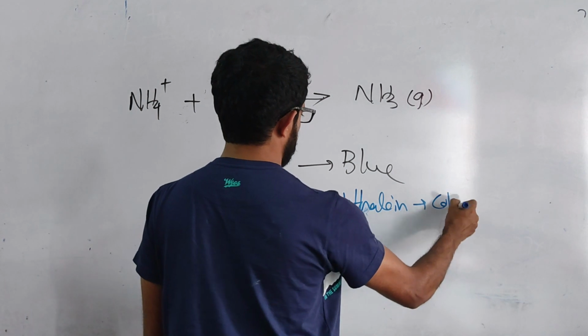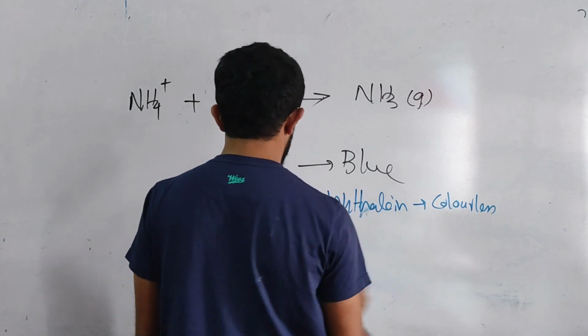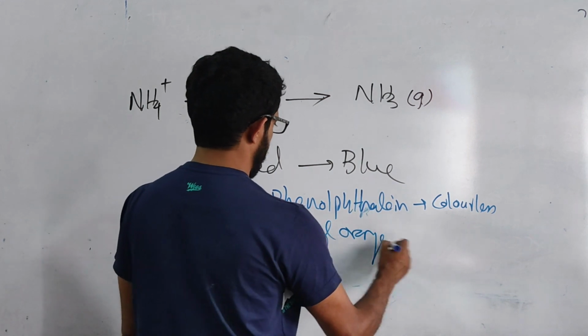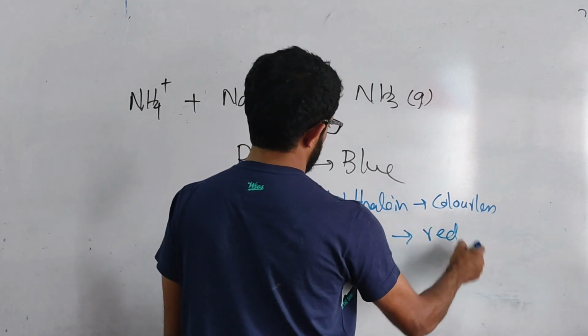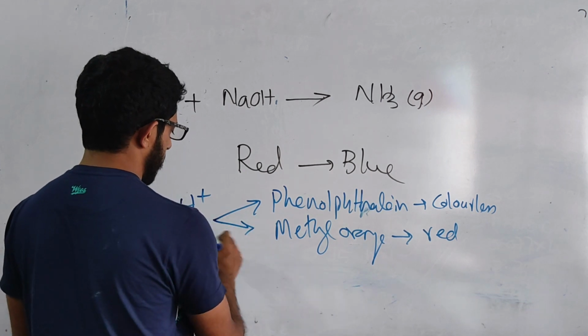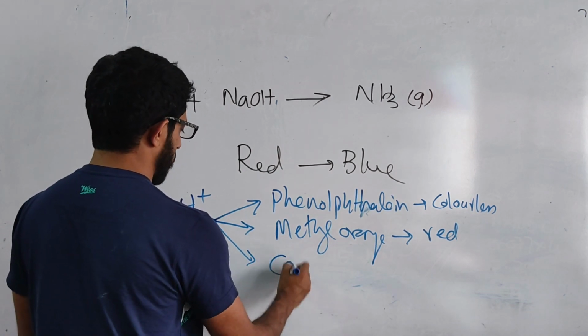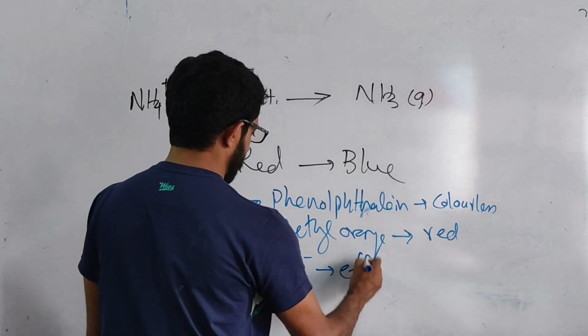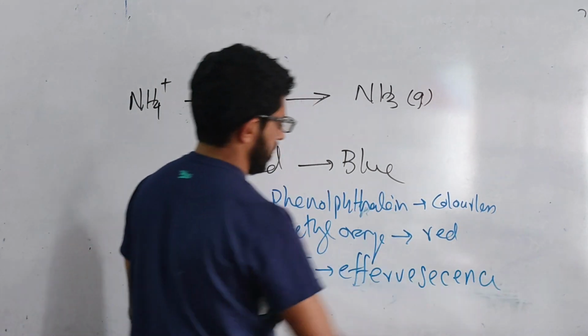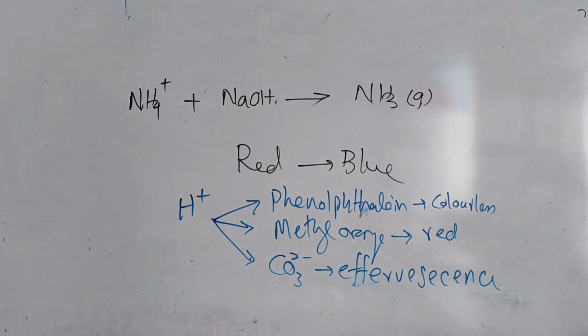Phenolphthalein is colorless. Then with methyl orange, it is red color. And if we add a carbonate into this, we will get effervescence. So when you see effervescence by adding a carbonate, we can say that is because it is acidic.